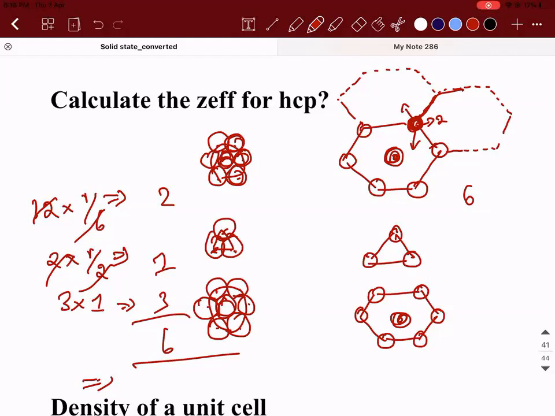Got my point or not? Yes. Whatever, the maximum ZF for HCP you can write as 6, because 2 into 1 by 2. Wait, got this thing. 2 into 1 by 2 means this is the center and this is the center. We have calculated for this and this. This center and this center have 2 particles, so that is in the faces. Faces, so 1 by 2.